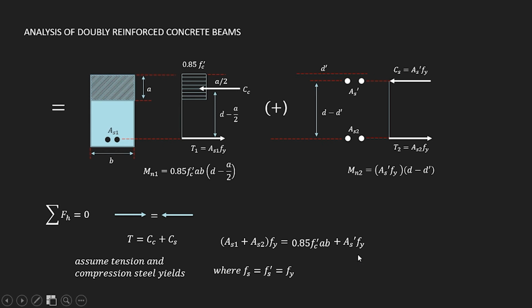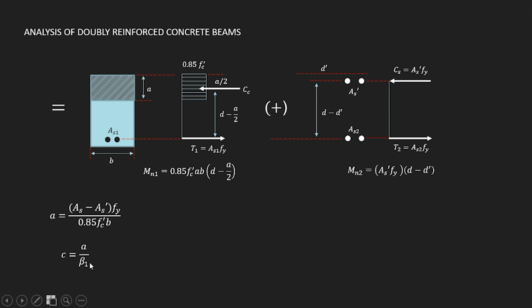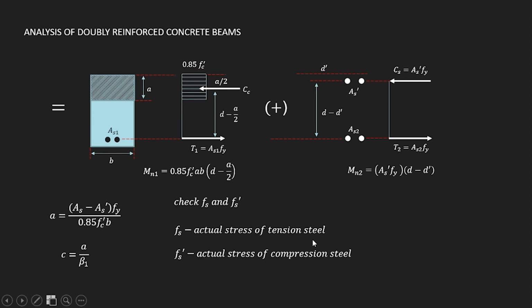Let's simplify this equation. AS1 and AS2 we can just call AS. So AS Fy is equal to 0.85 FC prime AB plus AS prime Fy. So we can make an equation for A that is equal to AS minus AS prime times Fy all over 0.85 FC prime B. That comes from this equation. Our C is then A over beta 1. We need that to check the values for Fs and Fs prime. Fs is the actual stress of our tension steel, and Fs prime is the actual stress of the compression steel.